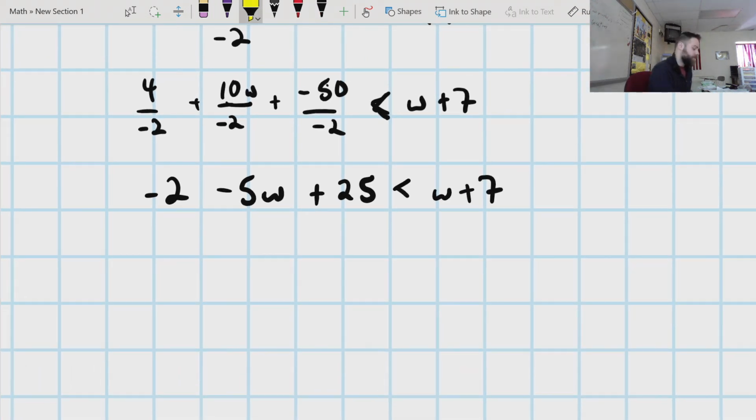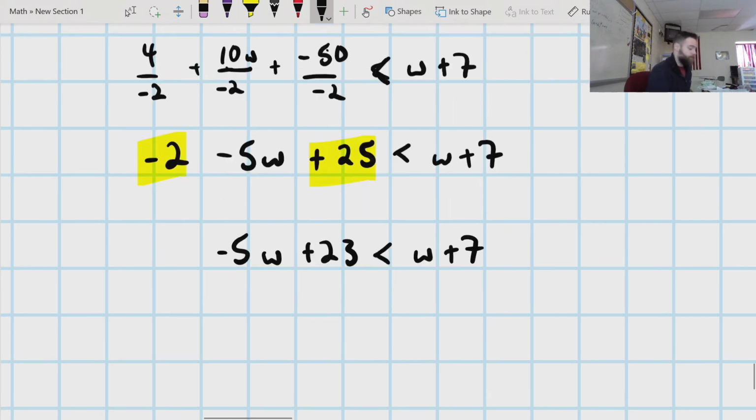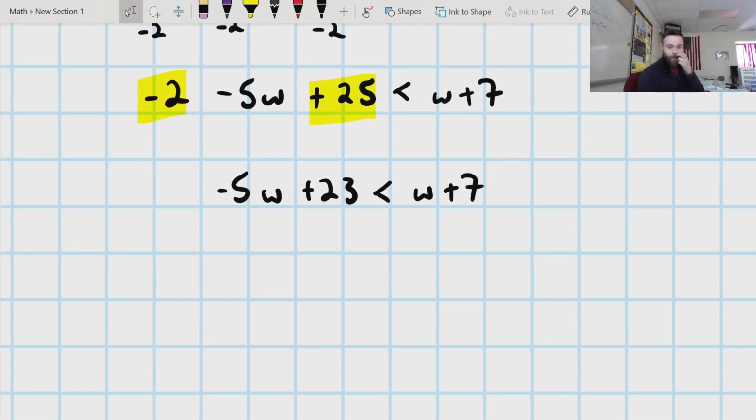If you take a look at the left-hand side, negative 2 and positive 25 are like terms. So negative 2 plus 25 is going to be 23. So I've got negative 5w plus 23 is less than w plus 7. And then I'm going to solve for w. First, subtract w from both sides of the equation, or the inequality. I always say equation because it reminds me of solving equations, but it's solving inequalities, very similar.